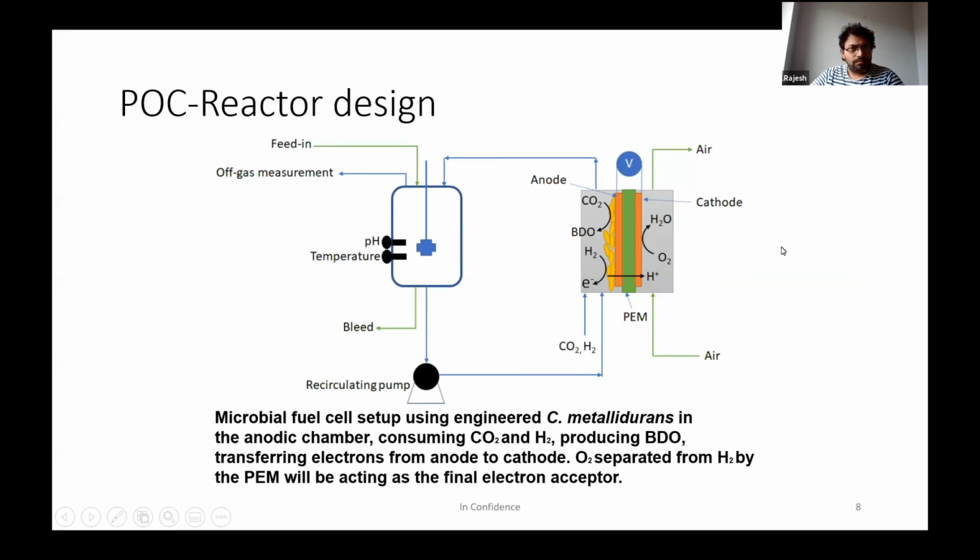We are also working on a proof of concept grant where we propose designing a bioreactor, a different way of working with these autotrophs which use hydrogen. The idea is to use a microbial fuel cell in this case to separate oxygen and hydrogen, and then use microorganisms on the anodic side, donating electrons to the anode, and then we produce electricity and water on the cathodic side. The organism can be engineered to produce any product. For example, in this case, we are demonstrating it using butanediol being produced.